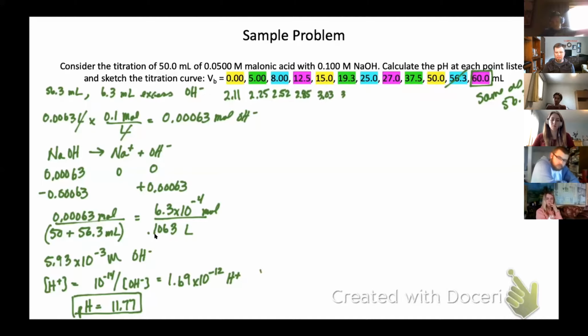So let's write these up. I'm just going to make it right below each of the volumes on the slide here. I'm just rewriting in the pHs that we solved for.